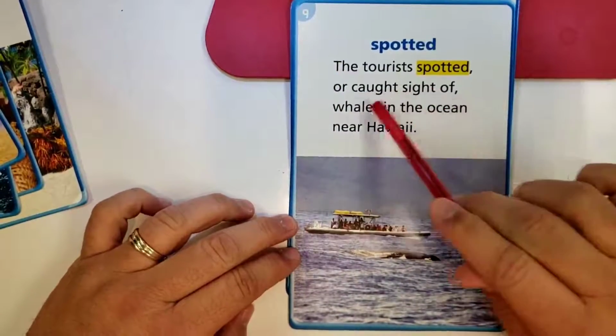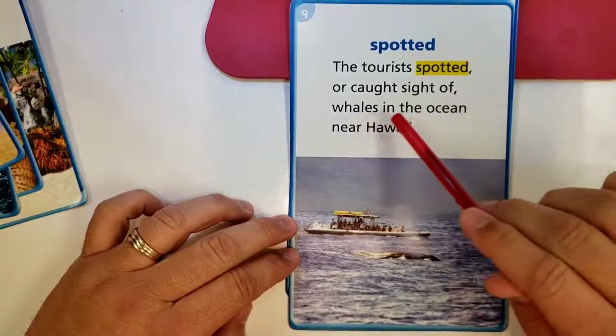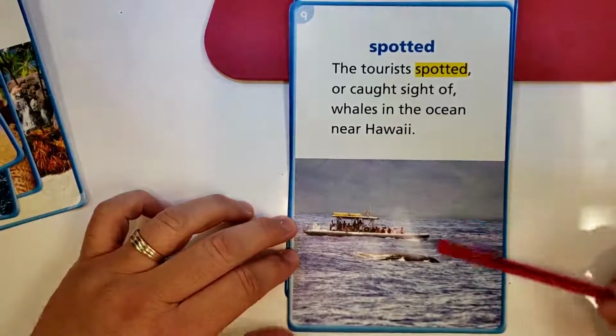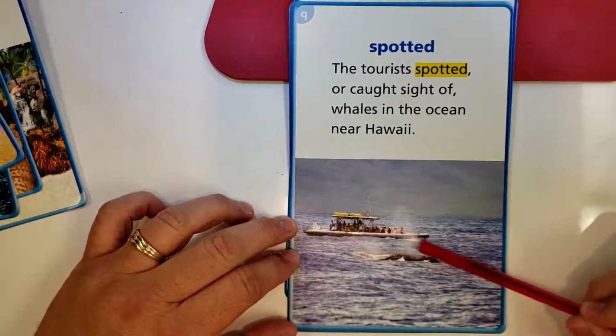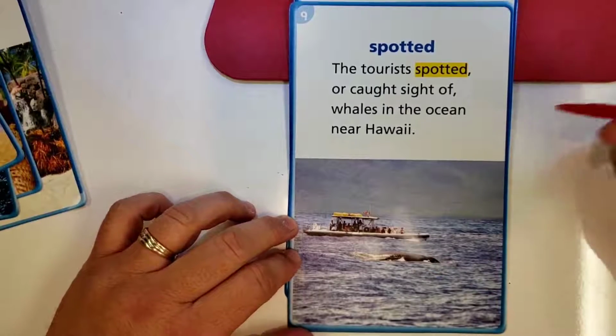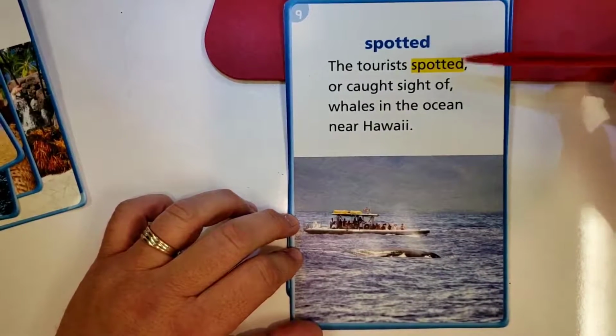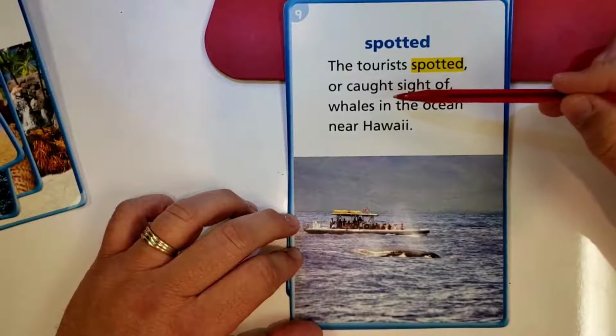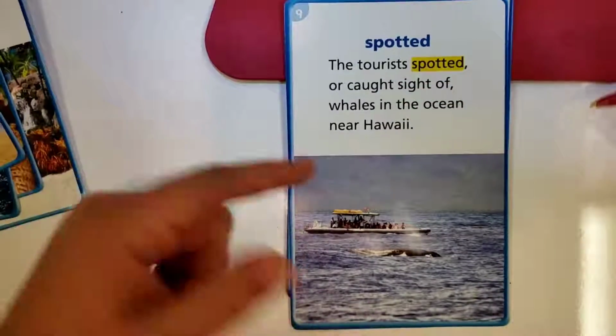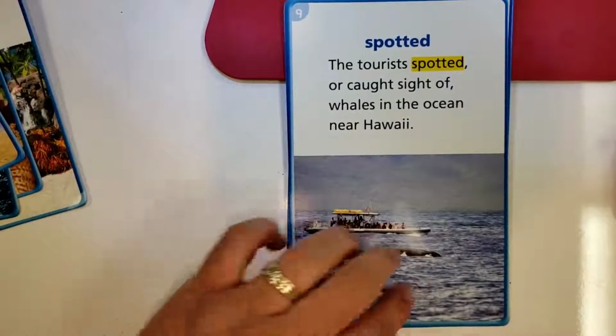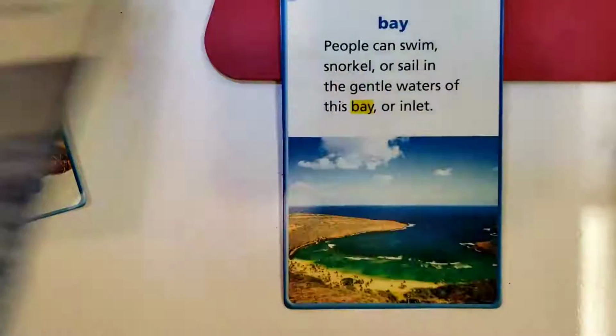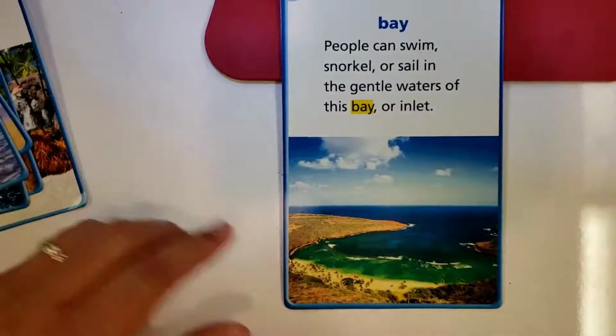The tourists spotted or caught sight of whales in the ocean near Hawaii. So you can see there's a whale here in the illustration, the photo they used. So this spotted that they're talking about means to catch sight of something, to see it. So I spotted. It's like, you know, I spy with my eye. I spotted what you saw.